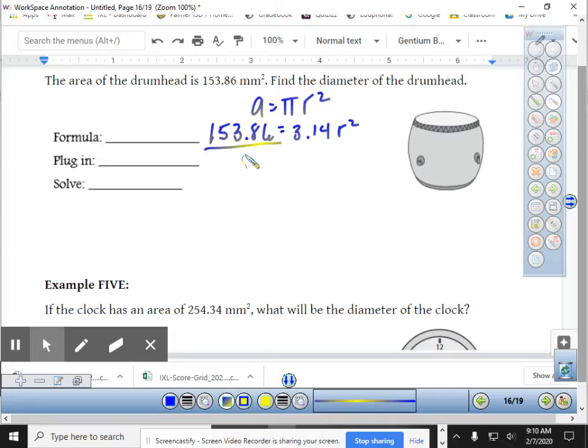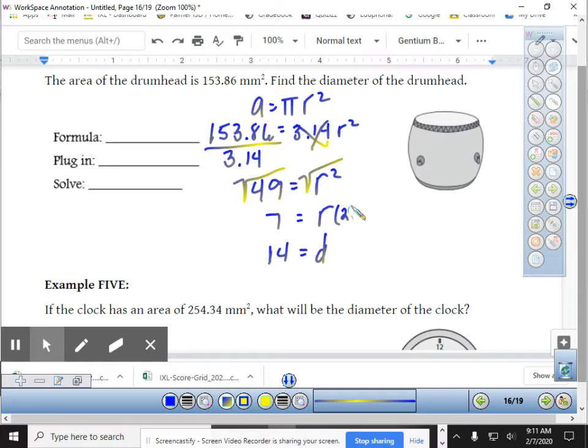We divided both sides by 3.14, and that one went away, right? We got the radius squared equals 49, and then we had to do this thing. What's that called? Square root. What is the square root of 49? 7. So that's the radius, what's the diameter? 14, because the radius times 2 is the diameter, right?